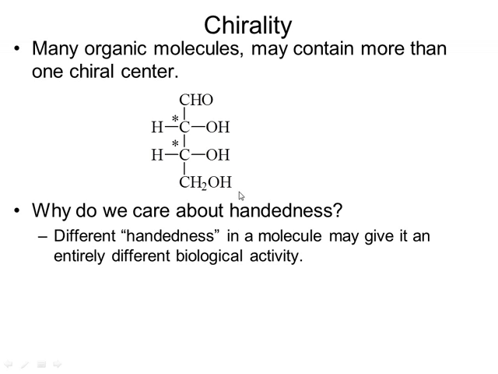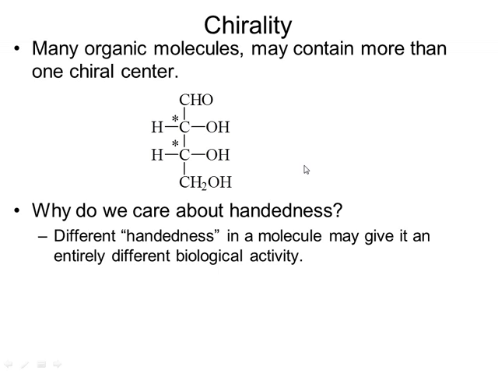Here's a very simple small one that has two chiral centers, because this carbon has the aldehyde up here and has hydroxyl and then the hydrogen. This has a hydroxyl, a hydrogen, this group, and then this whole group up here is also different. So these are different groups.